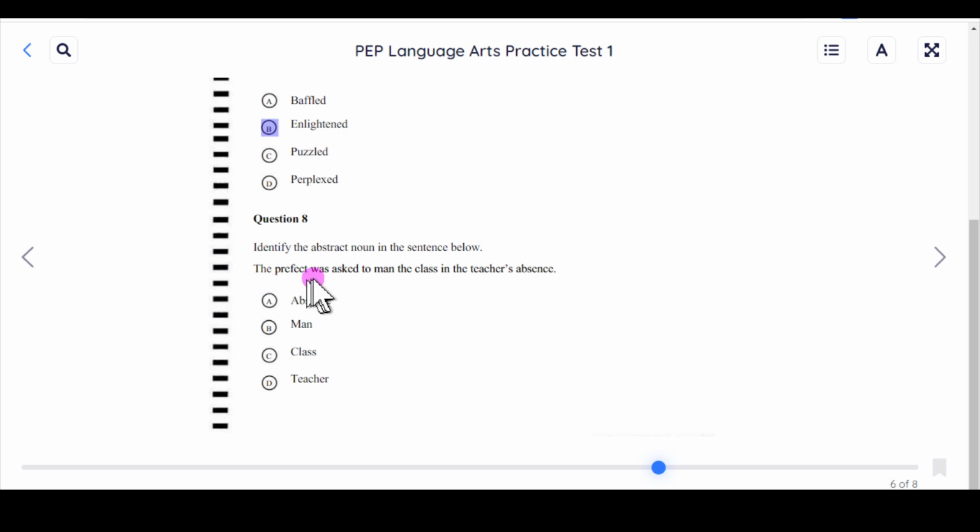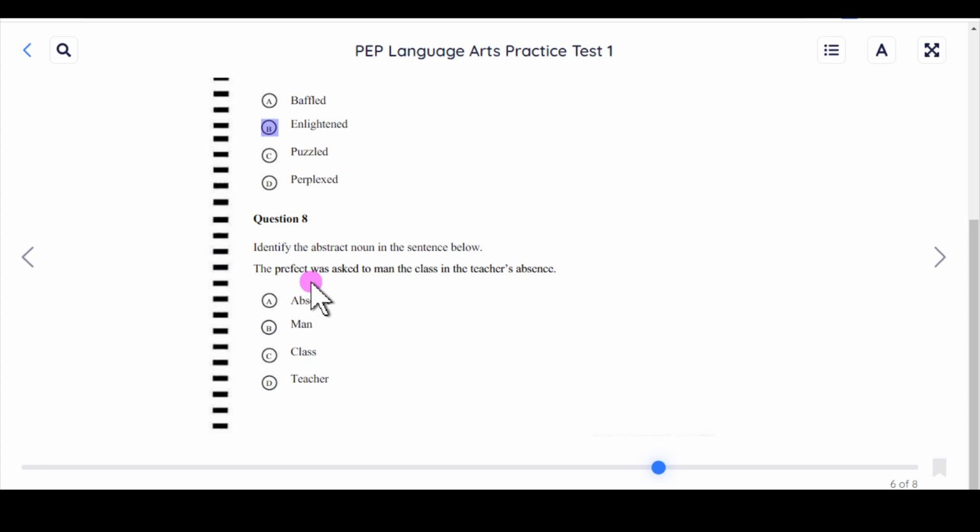The prefect was asked to man the class in the teacher's absence. So the teacher is gone and the prefect is supposed to take care of the class. All right, so which word here is an abstract noun? Let me go for the nouns then. The is an adjective, it's an article. Prefect is a noun.